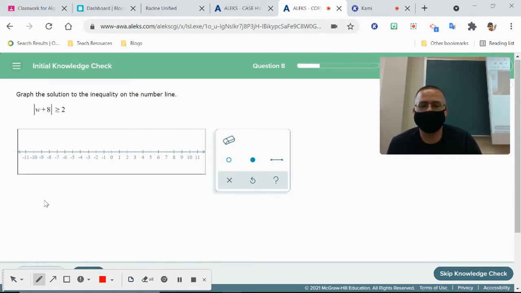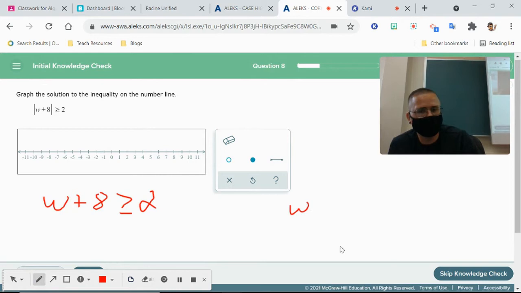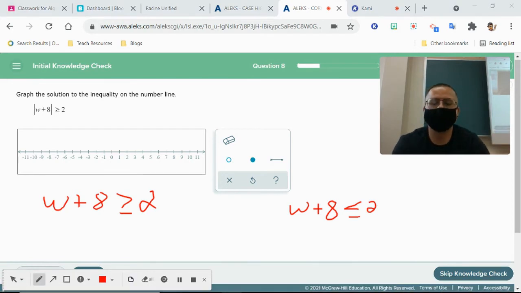Let me see if I remember how to do it. Otherwise, I might have to ask for help. So I know we do w plus 8 is greater than or equal to 2. And then how do we split it the other way? And then it's going to be w. Is it w plus 8 is less than 2? I might be wrong here. Yeah, I think I'm wrong here. I kind of want to Google it so I don't mess it up.